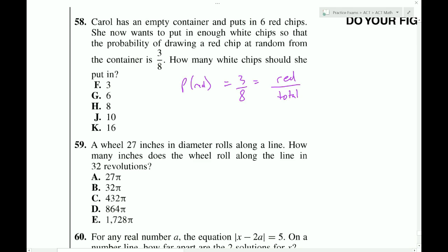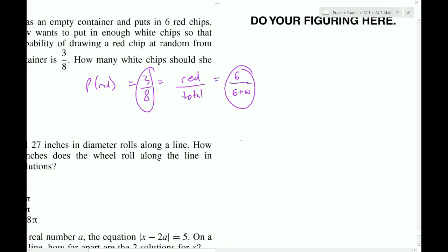Let's see. Well, how many red chips are there? There's 6 red chips, right? Over, she doesn't know how many white chips to put. So far she has 6 chips in there, plus W for the number of white chips she's going to add. She needs this to equal 3/8, right? So let's set that equal to 3/8.